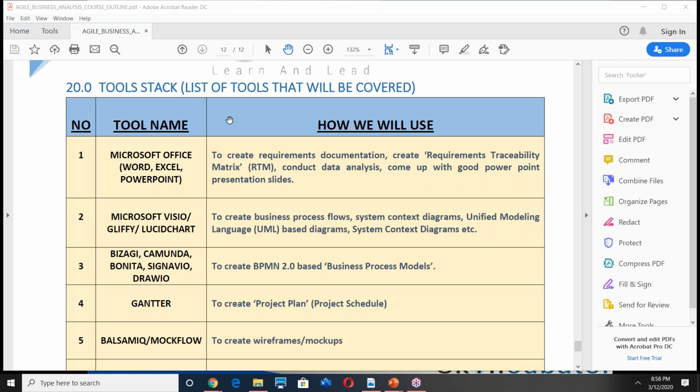Visio, Lucidchart, Gliffy, Draw.io, Signavio, all these will be used to create different types of models, mainly business process models, system context diagrams, and UML diagrams.